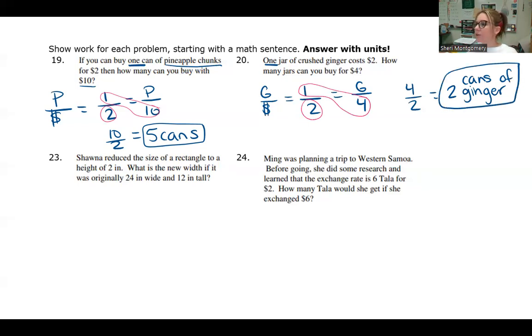Please make sure you label your answers. When I go through and I enter in all of your grades for the homework, if you didn't label your answers, I'm taking off points because I'm telling you, answer with units. That means tell me what it is that you're solving for.